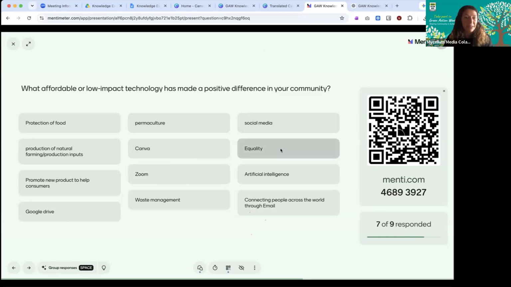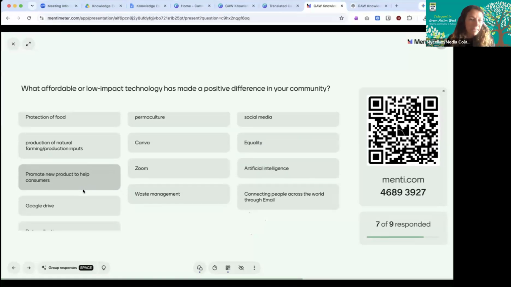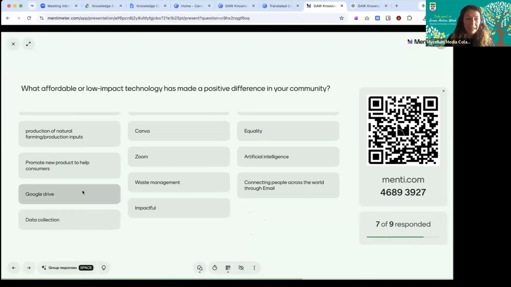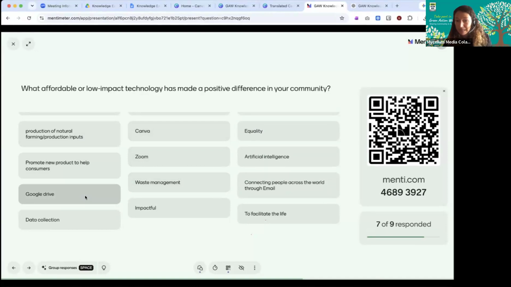Equality. So that's an interesting one that's been mentioned in terms of low impact technology. I'd love to hear more on that. Production of natural farming and production inputs. And I think MASIPAG was sort of touching on that a little bit. Google Drive, yeah, these are very useful, especially for this collaborative work. As we get more and more collaborative, these collaborative tools like Zoom, Canva, Google Drive, they're helping us to work together, and it's really, really useful.